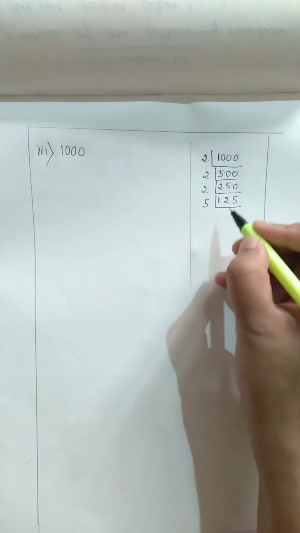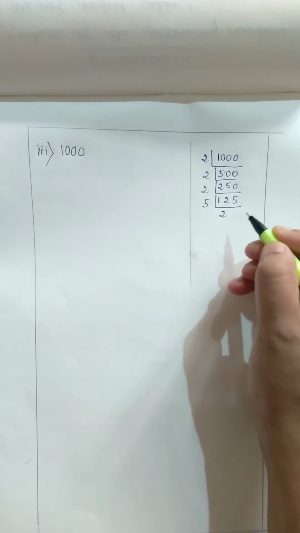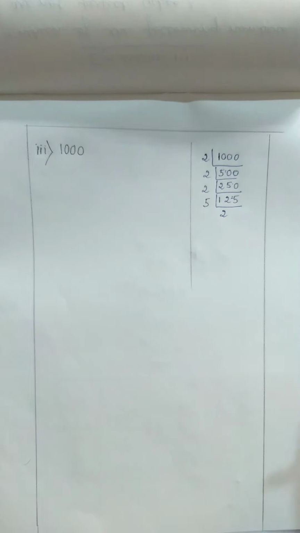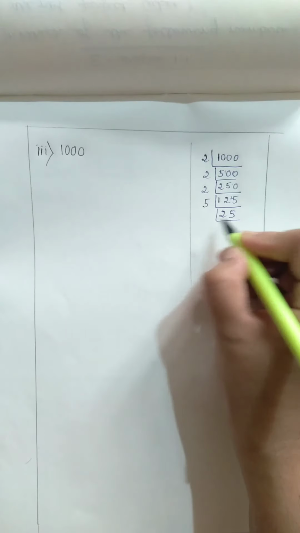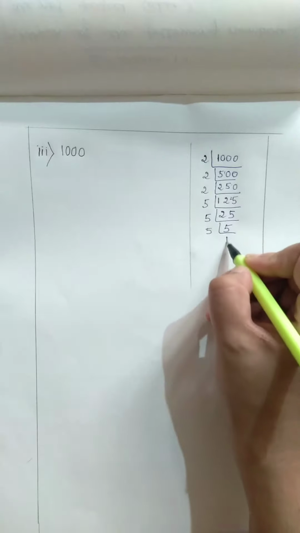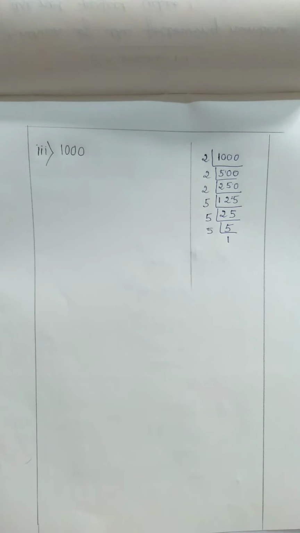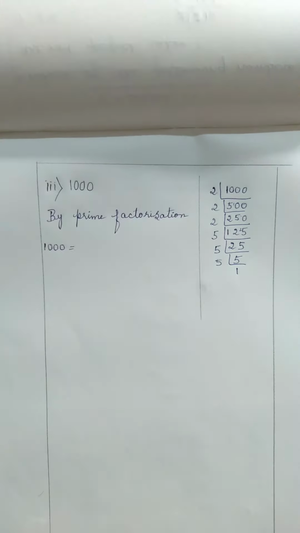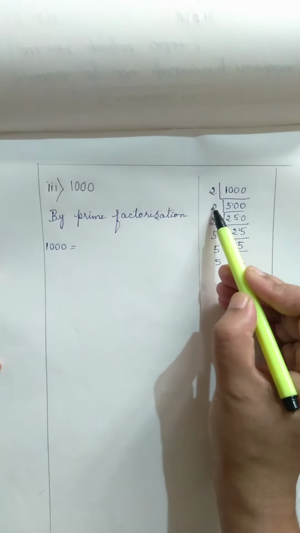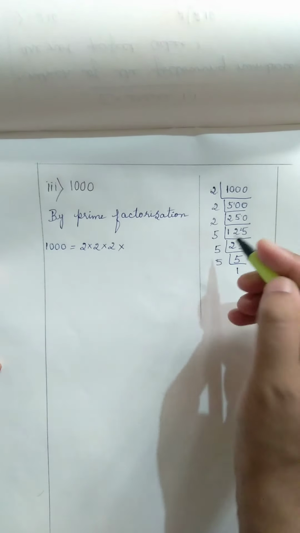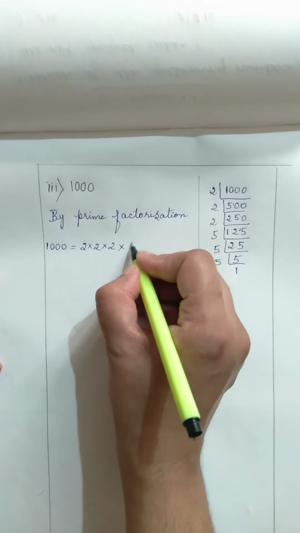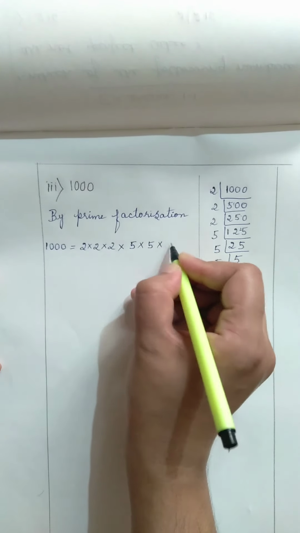Now it goes by 5. 5 2s are 10, 12 minus 10, 2 is remaining. So, we get 25. 5 5s are 25. So, it goes by 5. 5 5s are 25 and 5 1s are 5. Now, the next step, by prime factorization, 1000 can be written as 2 into 2 into 2, so 2 has been repeated 3 times, into 5 into 5 into 5. Again 5 has also been repeated 3 times.